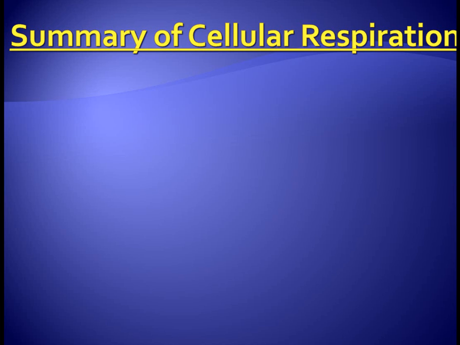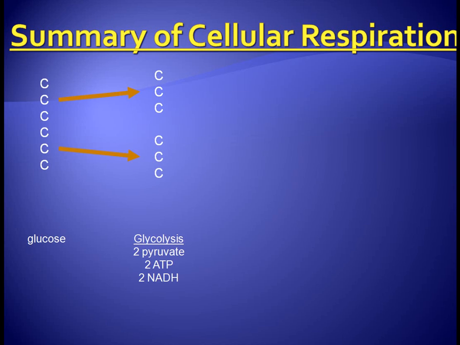Now let's summarize cellular respiration. Cellular respiration begins with a glucose molecule in general. Glucose is a 6-carbon sugar molecule that through the first steps of cellular respiration is broken down into 2 3-carbon molecules known as pyruvate. Each of these are still organic molecules. The 2 pyruvates produced also give us a net gain of 2 ATPs and a reduction of 2 NADHs.